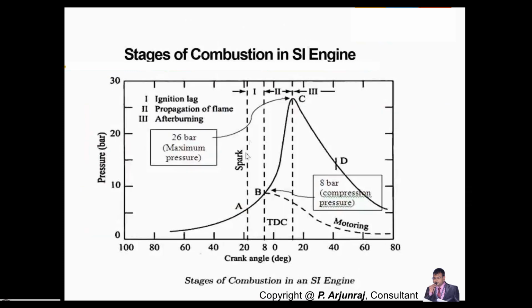When the spark gets ignited, you are going to have a lag. It's nothing but the ignition lag. You will not get the combustion immediately like this. You have some lag where the pressure slowly increases, and once it comes to this stage, the pressure shoots up. The burning rate is high, and the burning rate depends on the propagation of the flame. That's why the BC stage is called the flame propagation stage.